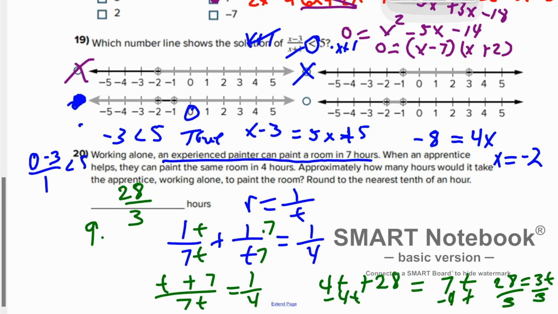which is 9.3 repeating. So there you go. That's questions 11 through 20.